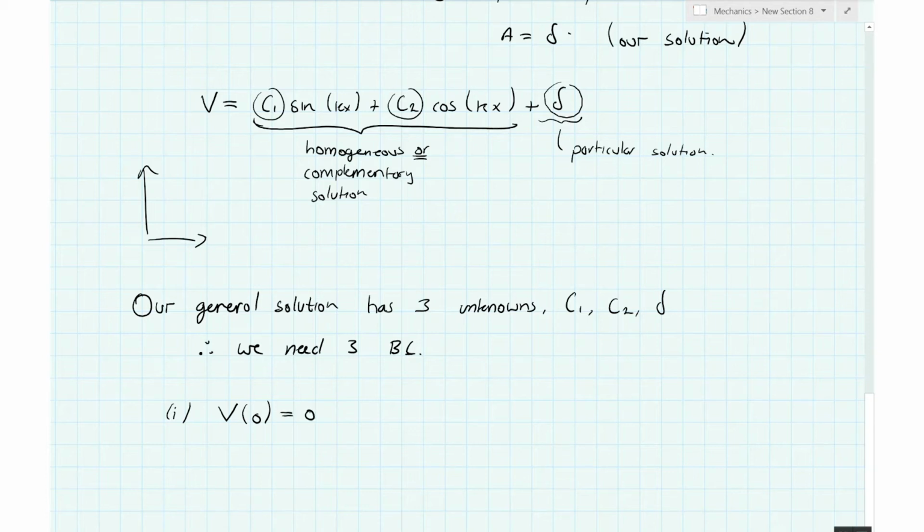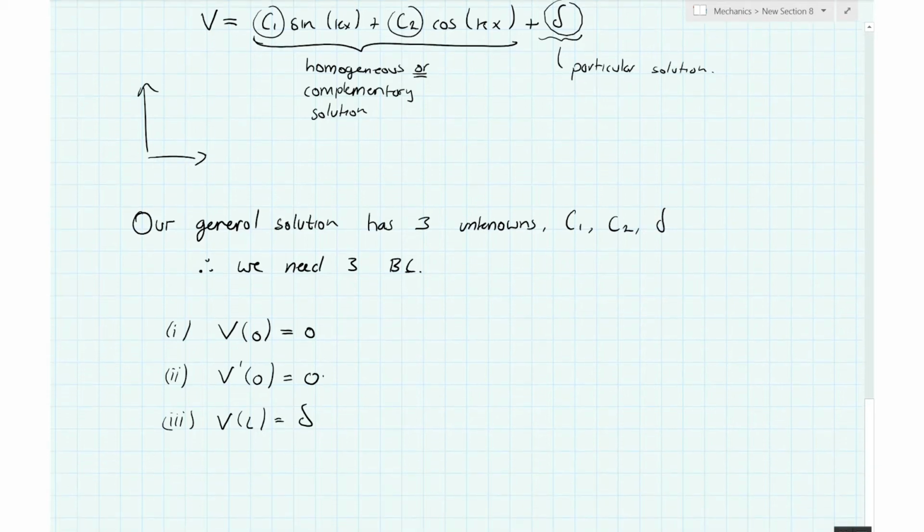Now, the next thing we can say is because our column has a fixed support, there's no rotation allowed at the base of the column. What that means is, if I differentiate V, I get the slope of the deflection curve, and the slope of the deflection curve, because there's no rotation at the base, is also equal to 0. And then the last thing I can say is that the lateral deflection V at the very top of the column, which is x equal to L, is equal to delta. Okay, and they're my three different boundary conditions.